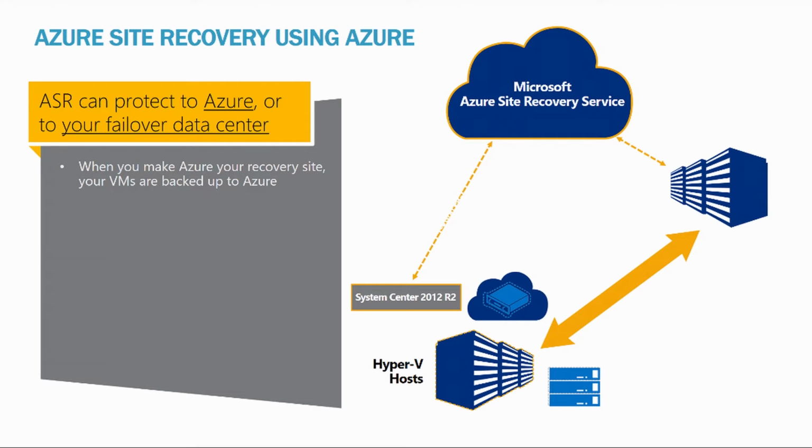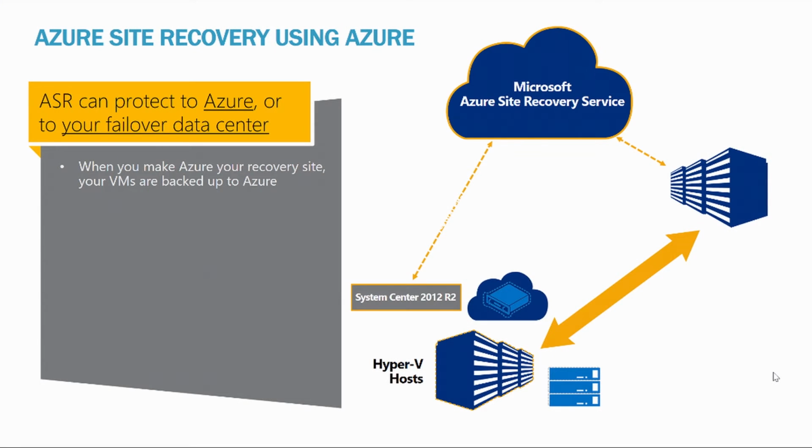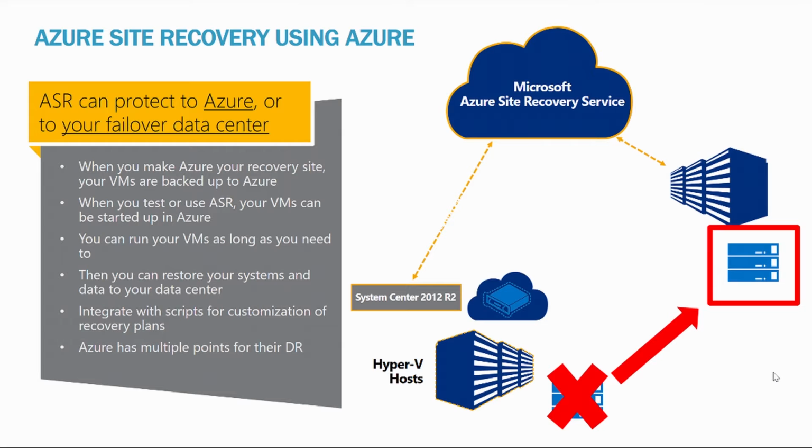ASR has two different ways of working. One is to back up to Azure, the other is to back up to your internal data center. Azure Site Recovery can make copies of your virtual machines and store them up in Azure. They're kept up to date and are ready when you need them. So if you do experience a disaster, you can start up those machines out in the cloud, bring them up, continue running your business, restore data, do whatever you need to do to keep your business up and running.